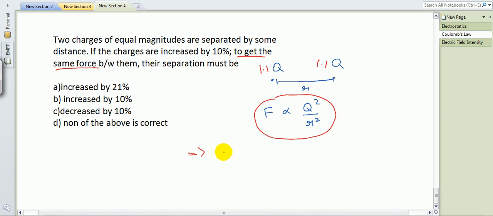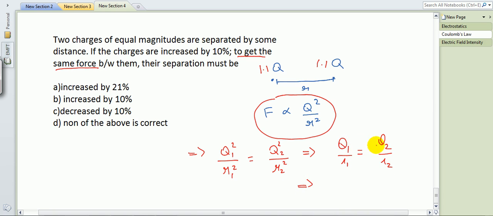I can write q square divided by r square. Suppose in the first case the magnitude were q1 and separation were r1, so q1 square over r1 square equals q2 square over r2 square. In the second case the charges are q2, that is 1.1 q and 1.1 q, and the separation becomes r2. So I can write this as q1 by r1 equals q2 by r2.